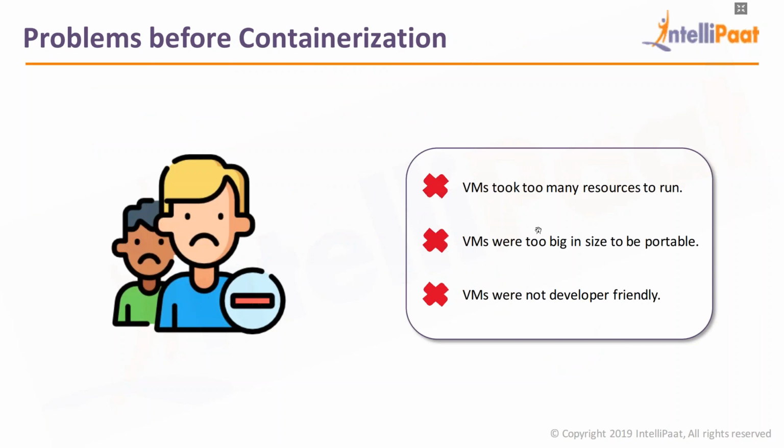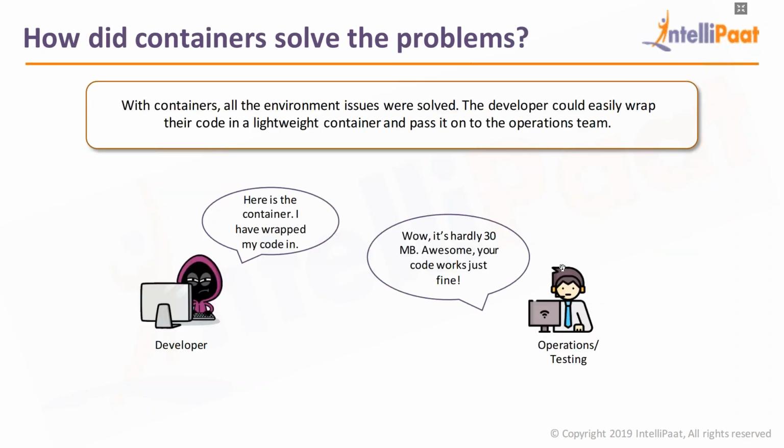So the advantages were that VMs took too many resources to run, whereas containers take a very small amount to run. And VMs were too big in size to be portable. The size of a VM is usually 8 GB, 10 GB, 20 GB, sometimes 100 GB or 200 GB. So it is difficult to port from one place to another, right? Whereas in case of containers, it is quite feasible. Container sizes start from a few MBs to a few GBs, not more than that.